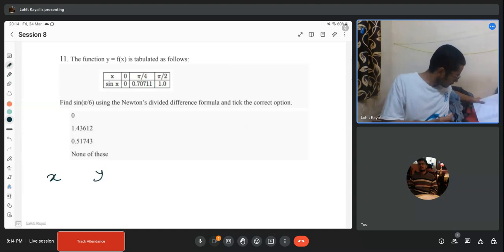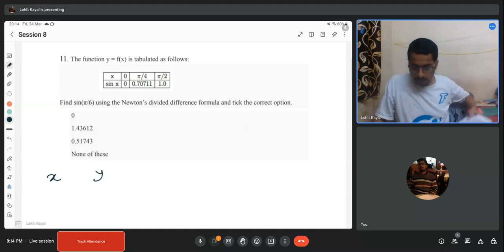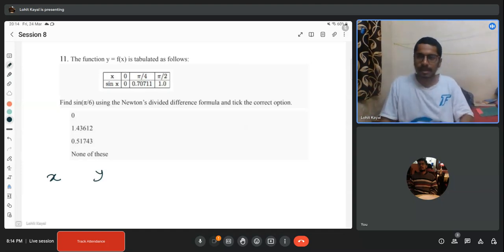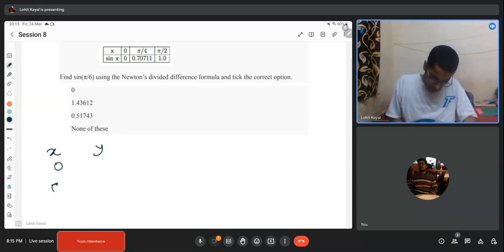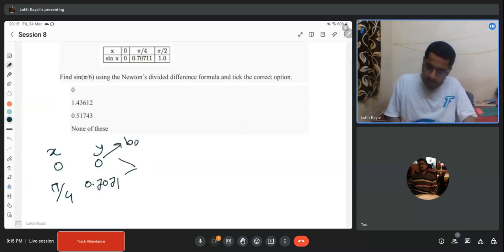So first, sine pi by 6. All right, this pi by 6 lies between 0 and pi by 4, right? Pi by 6 is 30 degrees and pi by 4 is 45 degrees, so it lies between 0 and pi by 4. So one is 0, another is pi by 4, where y is 0 and 0.7071. So this is your b0, and what is your b1?